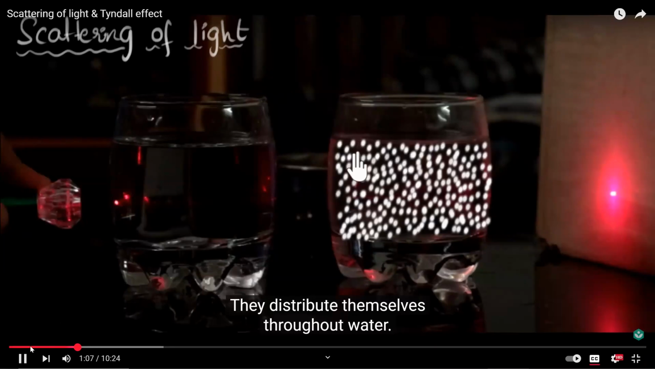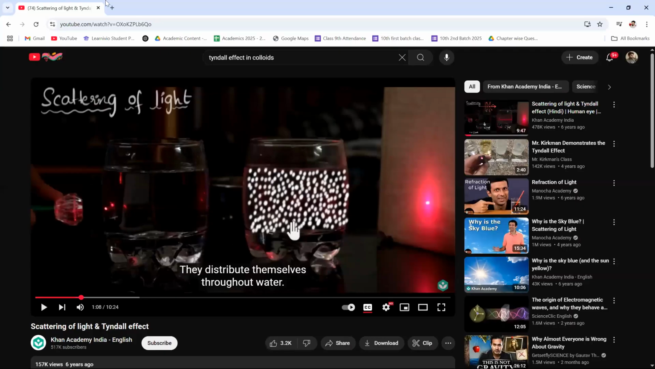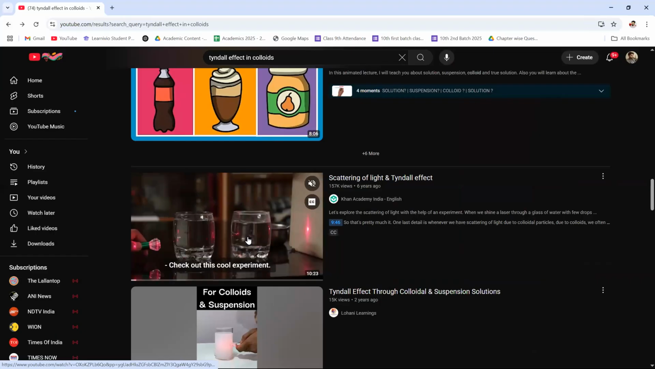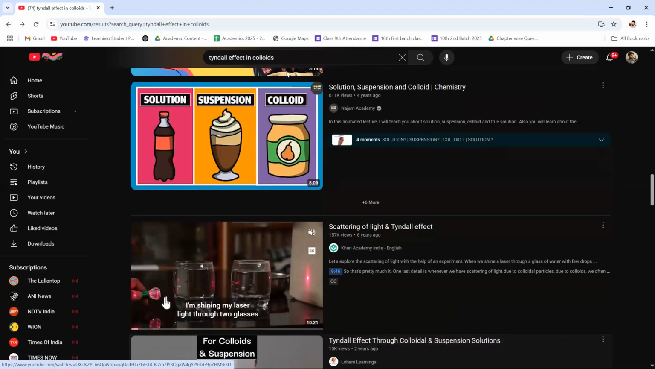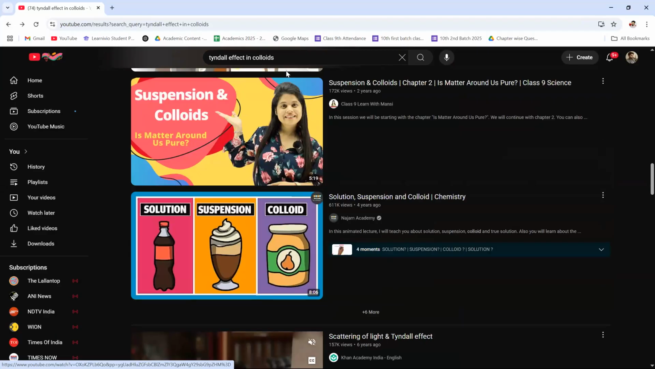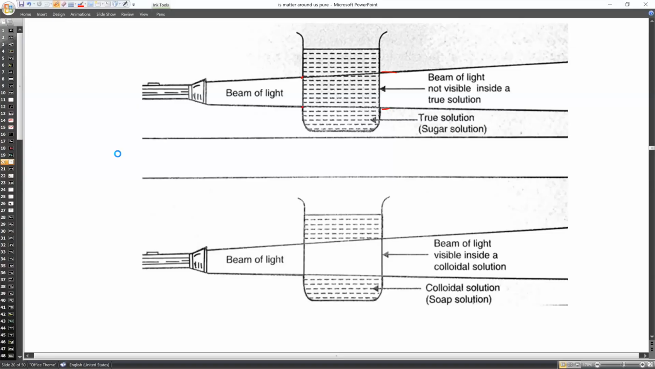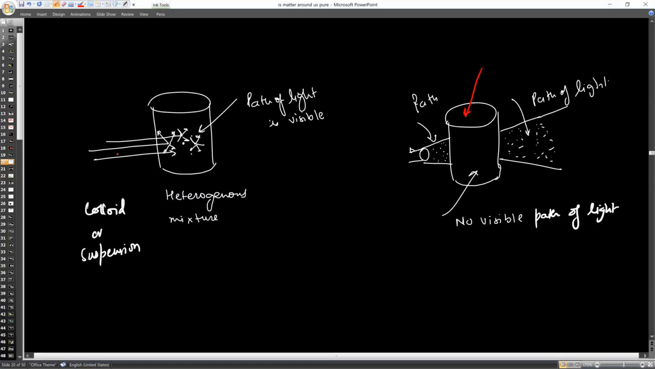Okay, so draw these two diagrams, please. This is the main thing. In a heterogeneous mixture, the path of light is visible, but in a homogeneous mixture it is not visible. Make this one, please.